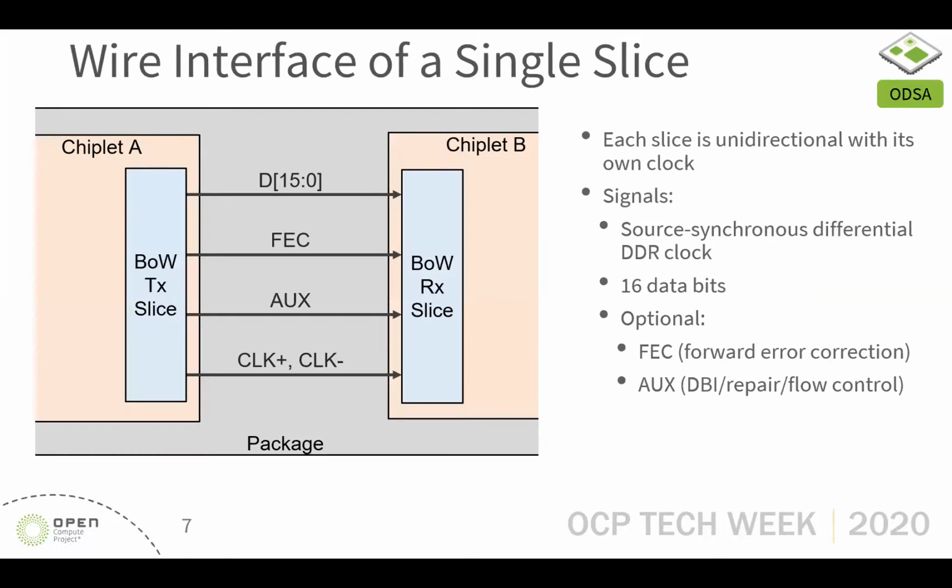This shows the wire interface of a single slice. We have 16 data wires. Can you guys see my pointer? Yes. Good. We have one forward error correction wire, which is optional, and one auxiliary wire, which is optional. We could use this for DBI or redundancy, perhaps other things. And we have a differential clock.